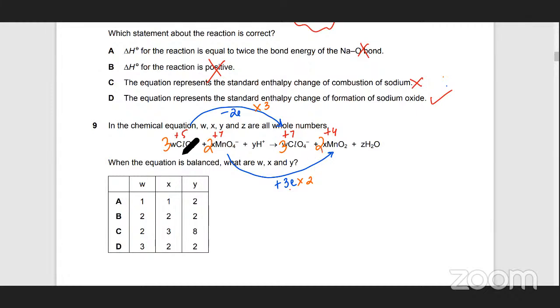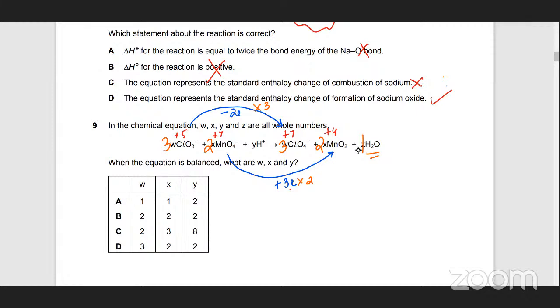How many oxygens in total do you have? That's 3 times 3, that's 9. 2 times 4, that's 8. So 17 oxygens. Just to double check, that's 8 and this is 9, so that's 17. You have 17 oxygens on the right side as well. So that's 3 times 4, that's 12, plus that's 4. So you just need one oxygen over here. So Z would be 1.